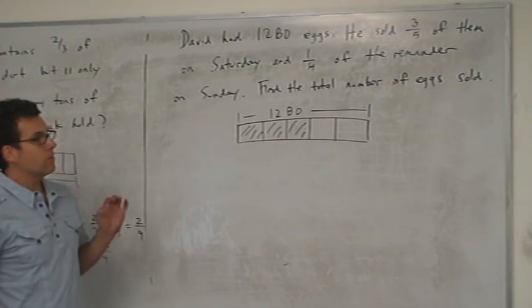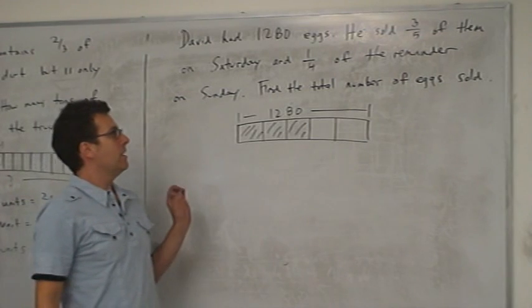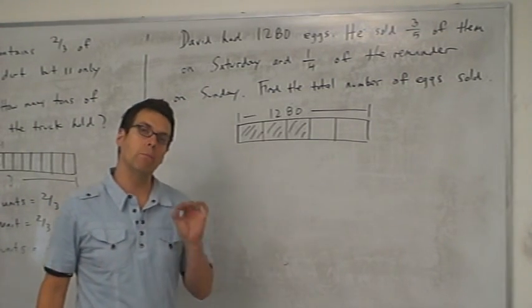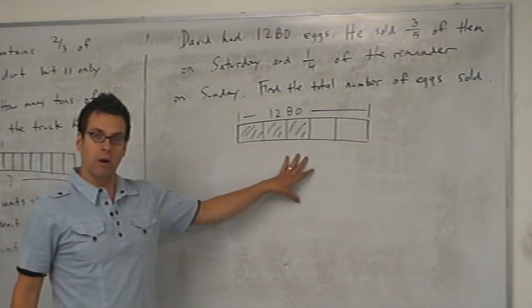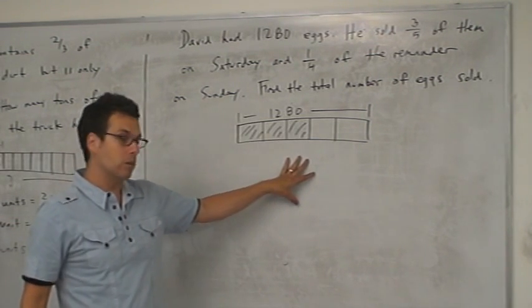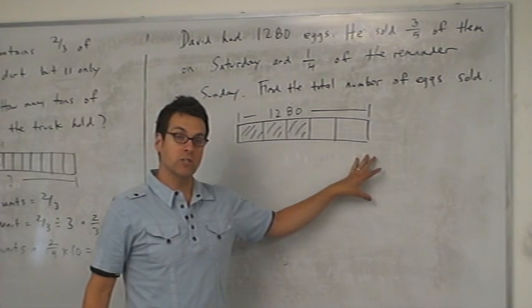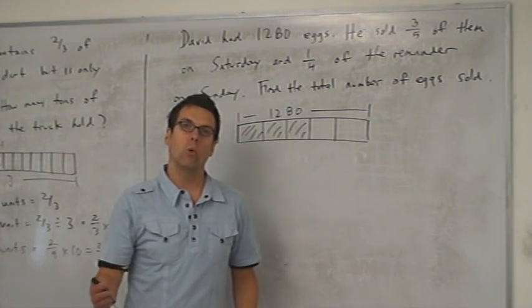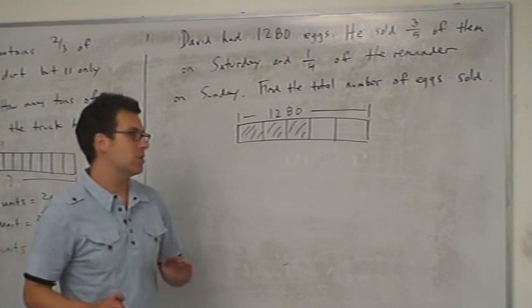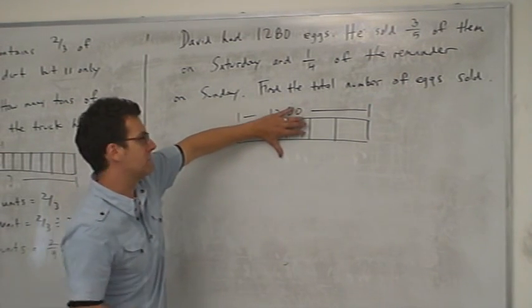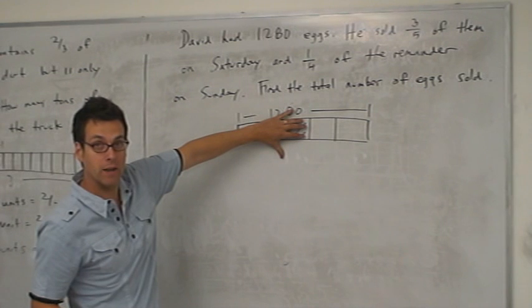Now, the question goes on and says he sold 1/4 of the remaining eggs on Sunday. Now, if the shaded part of the bar represents the eggs he already sold, the unshaded part is going to represent the remainder. So we actually have to represent not 1/4 of the entire bar, but just 1/4 of the unshaded part, because the unshaded part again represents the remainder.